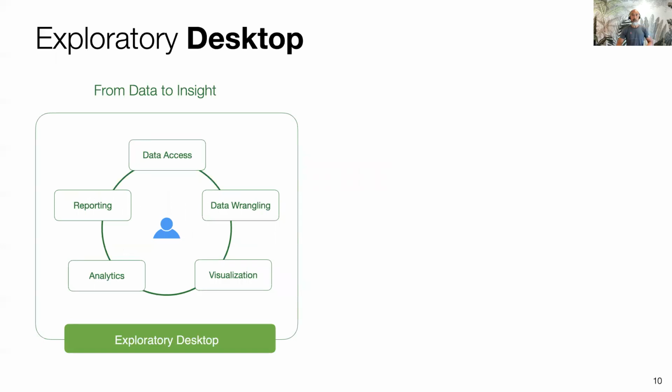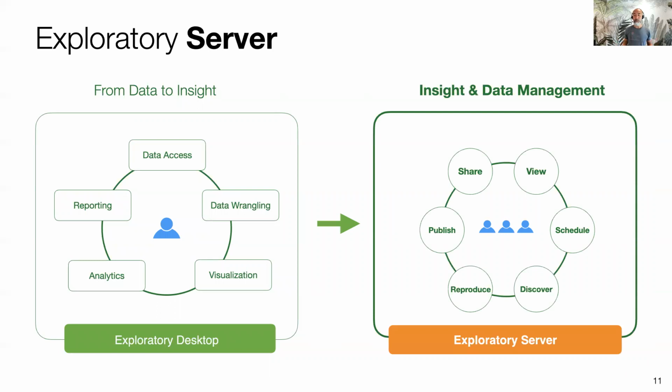So Exploratory desktop, like I said, in a data science workflow you have these five things. You can access the data, transform and clean the data, which we call data wrangling, and then visualization, analytics, and reporting, which is the communication piece. And that's the Exploratory desktop. Once we get some outputs, which can be data, reports, or charts, you want to publish them to Exploratory server, which is our hosted cloud server. Then you can share with others, or schedule to automate report or data generation, or maybe reproduce so that you can work with others.